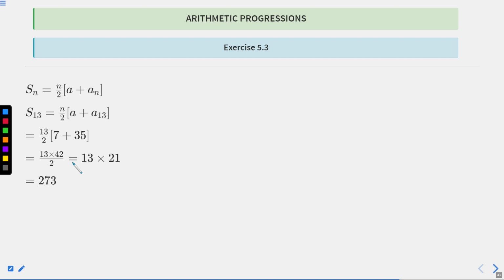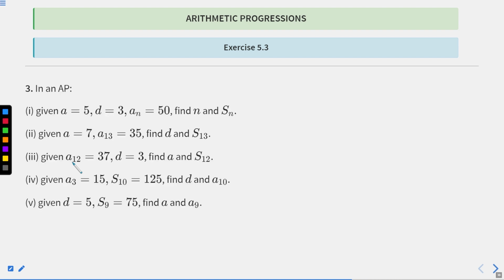Now let us see the third one. In the third one, we have given the 12th term of this AP, A12, is equal to 37, and the common difference D is equal to 3, and here we have to find the first term A and the sum of first 12 terms. So let us solve this problem.